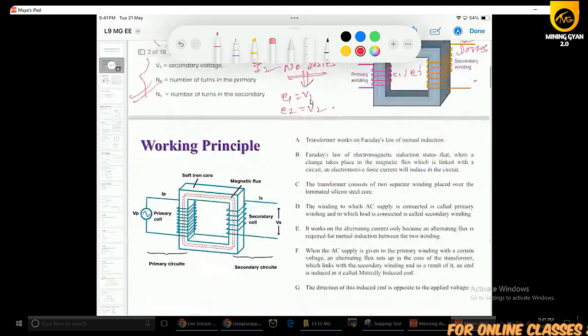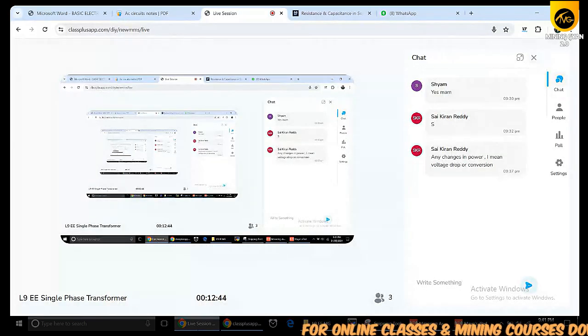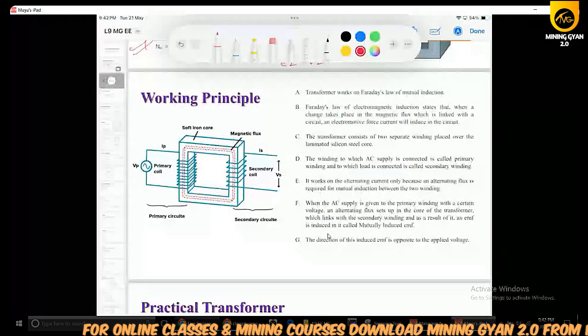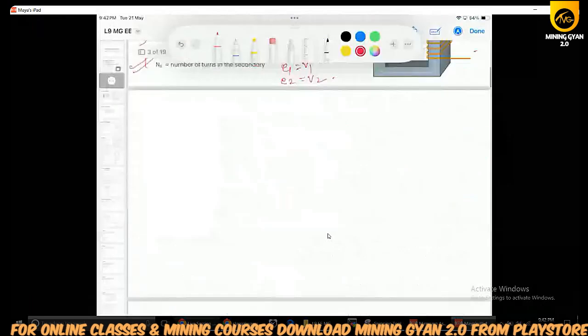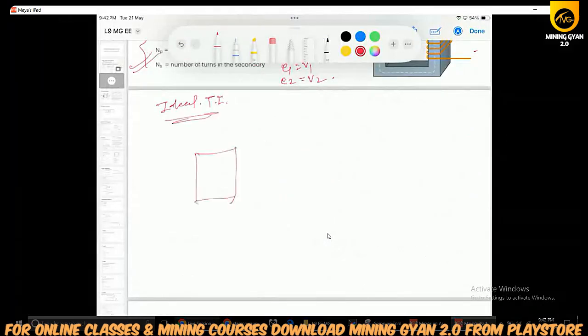Then what is the working principle of a transformer? Any changes in power, I mean voltage drop or conversion? Yes, voltage drop will be there if it is a practical transformer. Let us say this is an ideal transformer first. These are the coils. This is the primary coil, and this is the secondary coil. Here we are applying V1, and from here we will get V2. So I1 will flow, and we will collect I2 from here.